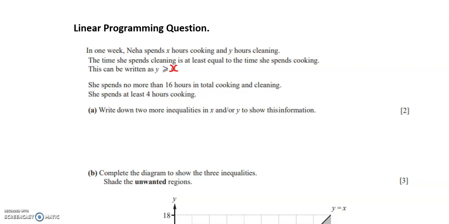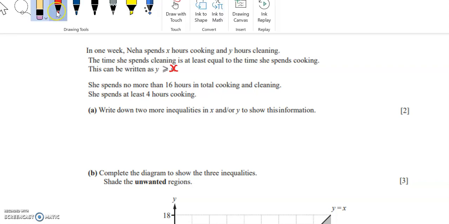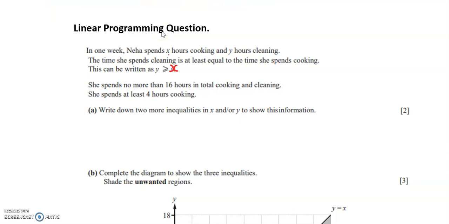Now, I have a question here that I'm going to take you through and give you the experience on how to come up with this type of a question. Now, look at this question. In 1 week, Neha spends X hours cooking and Y hours cleaning. You see, X is the number of hours cooking. These are the things that you should take care of immediately you have this particular question. So X is the number of hours cooking and Y is the number of hours cleaning.